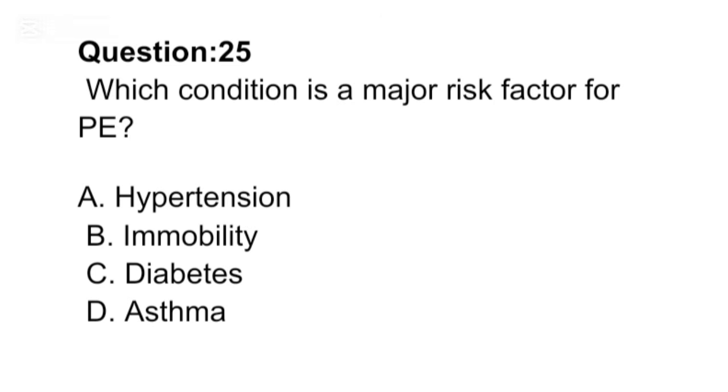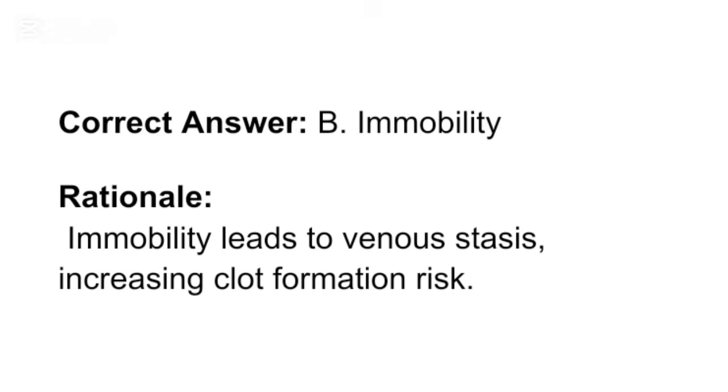Question 25. Which condition is a major risk factor for PE? A. Hypertension. B. Immobility. C. Diabetes. D. Asthma. Correct answer, B. Immobility. Rationale. Immobility leads to venous stasis, increasing clot formation risk.